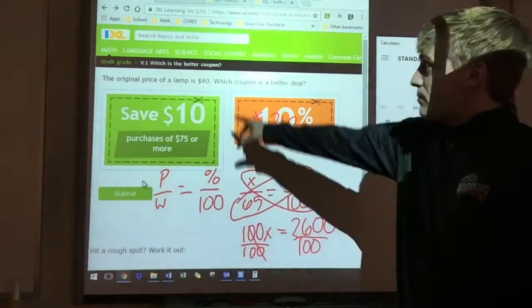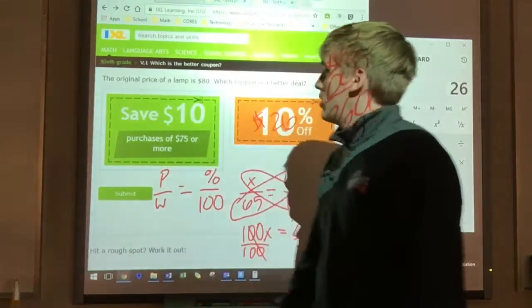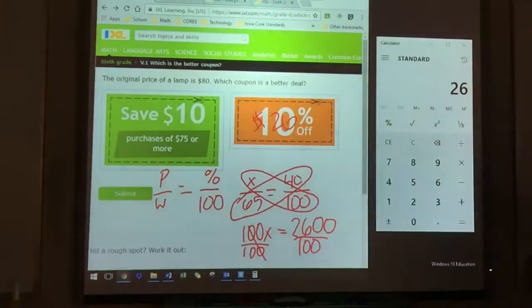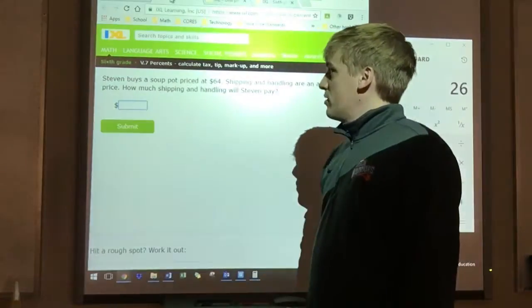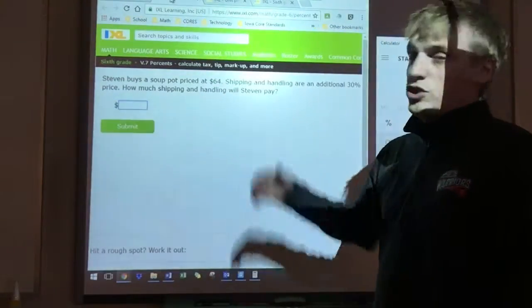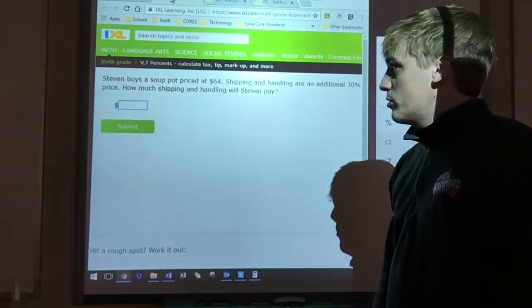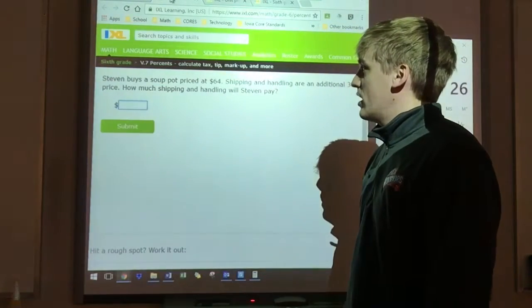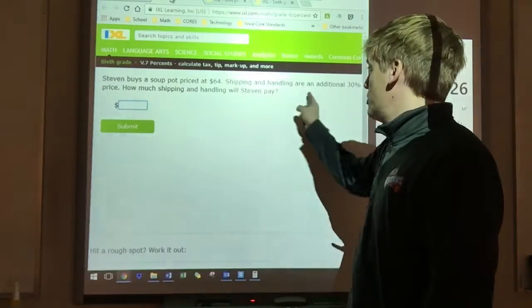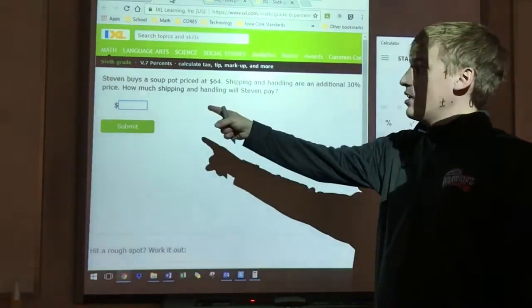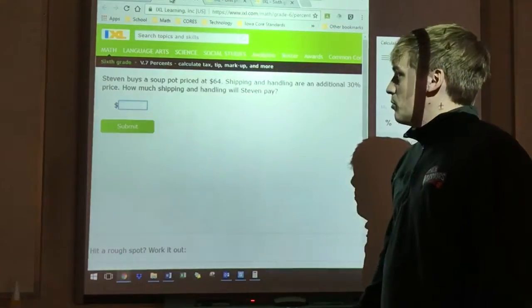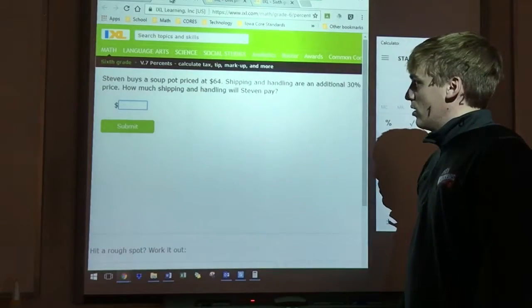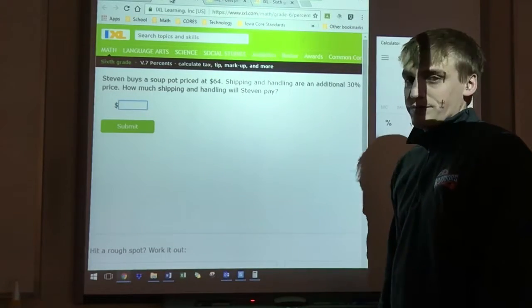Okay. The second one today that you're going to do is V7, and this is just like what we were doing. You're going to use part percent whole again. So Stephen buys a soup pot priced at $64. Shipping and handling are an additional 30% of the price. How much shipping and handling will Stephen pay?